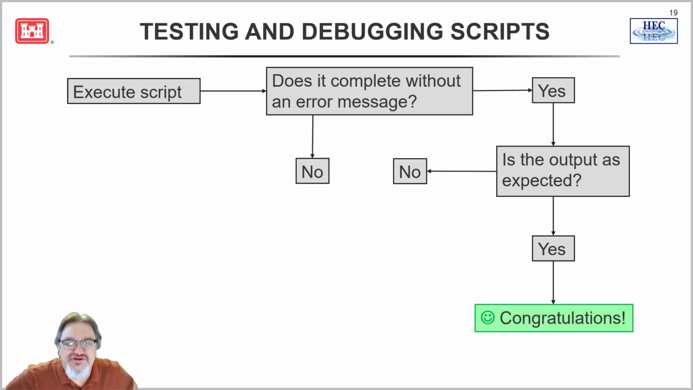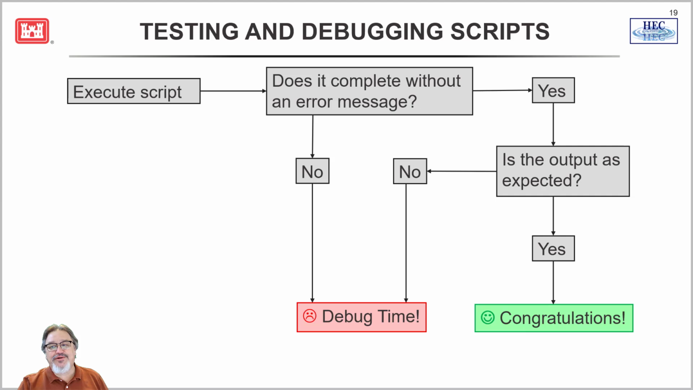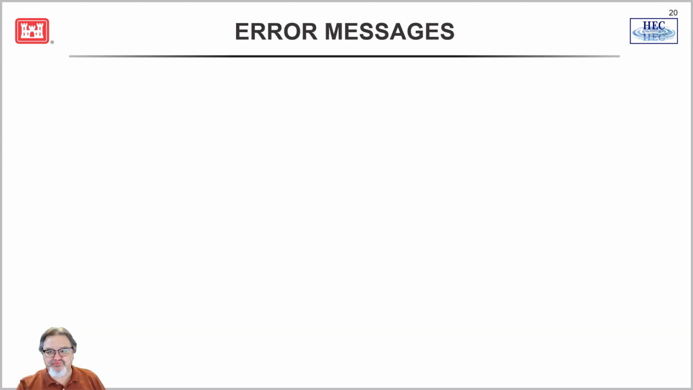However, things don't always go that way. If it did not complete without an error message, or it did, but it didn't do the right thing, it didn't generate the expected output or perform the expected operations correctly, oh no, it's time to debug. Well, that's just how it is. And so let's get into how we do that. But before we talk about debugging, let's talk about error messages.